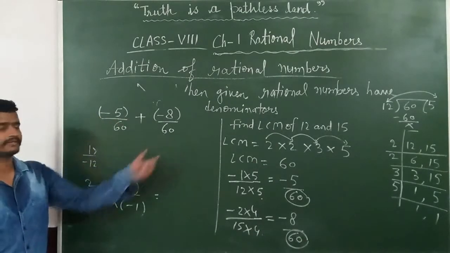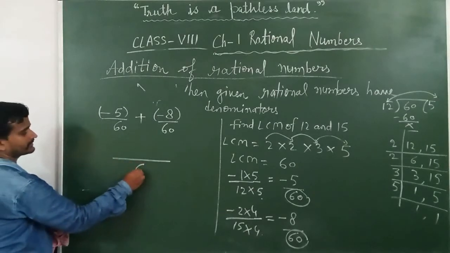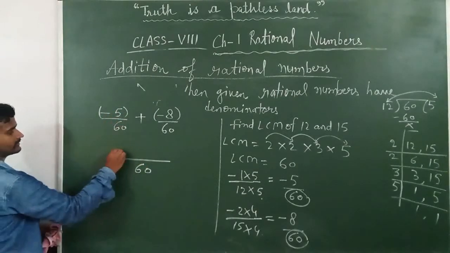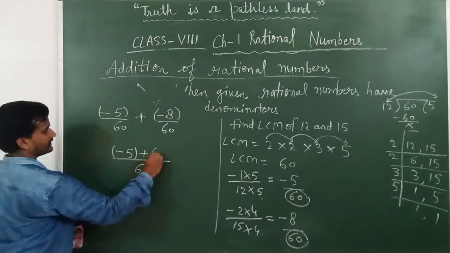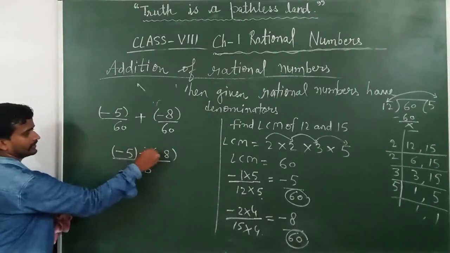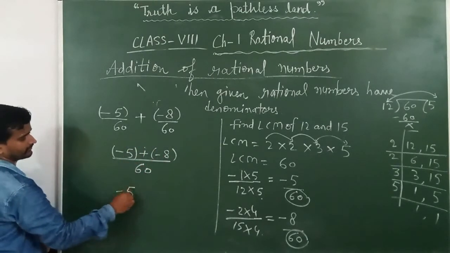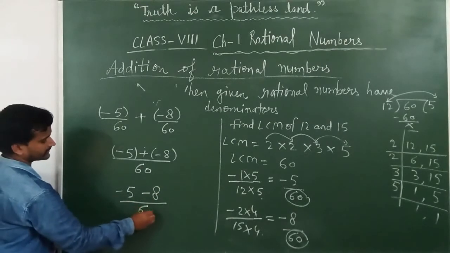Since the denominators are same, note down the common denominator, write down minus 5 and this plus minus 8. As we know, plus into minus equals minus. Minus 5 minus 8 upon 60.